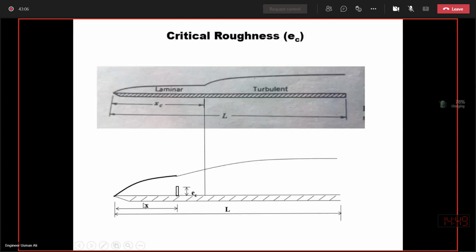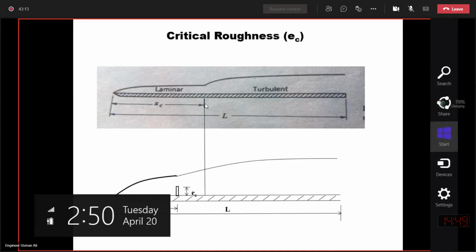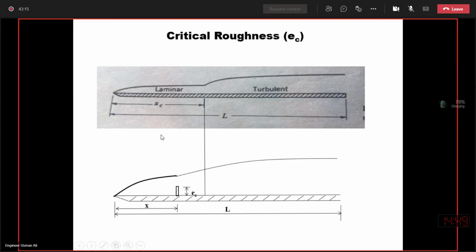Next is critical roughness. Now normally you have learned that at the distance xc from the leading edge, laminar boundary layer changes to turbulent boundary layer.